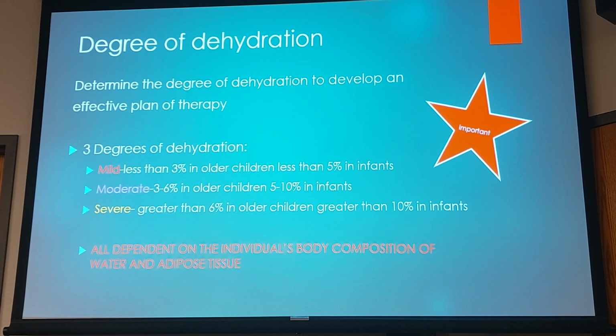All right, degrees of dehydration. I know it says it's important. It's really just, we do have a degree. It's not so much that in the numbers, it's knowing that mild, moderate, and severe dehydration can affect what kind of treatment we do, right? So we have to determine how dehydrated are they. It's not an exact science. They can estimate what kind of losses that they've had and determine how much replacement they want for these kids. So it's all dependent on the individual's body composition of water and adipose tissue. Like I said, it's not exact. It's more like an estimate.